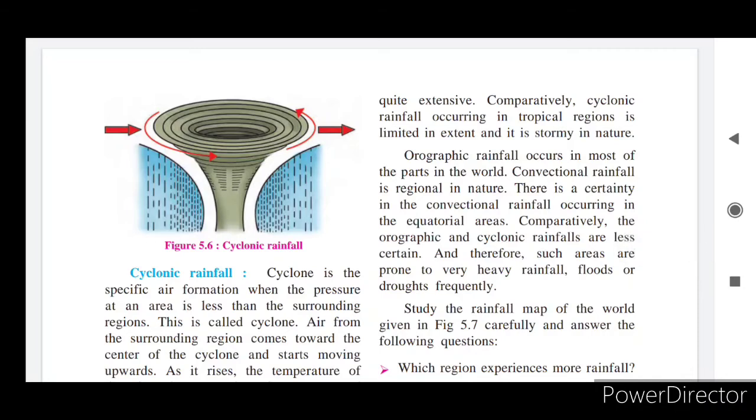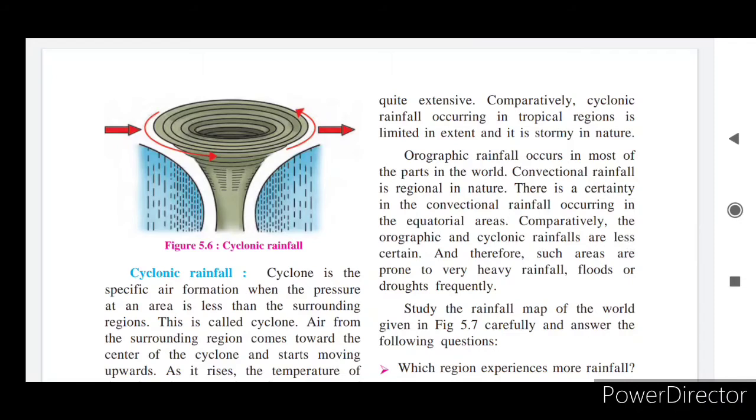So just now we have seen the temperate zone. Temperate zone means which zone? It means away from the equatorial region. So in that temperate zone we can find cyclonic rainfall. Comparatively, cyclonic rainfall in tropical regions is limited in extent, and it is stormy in nature.